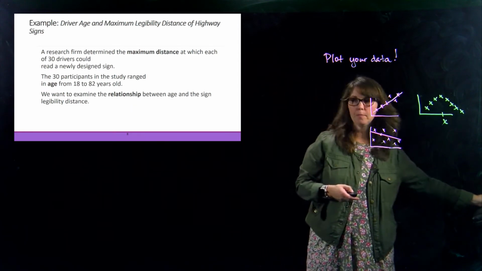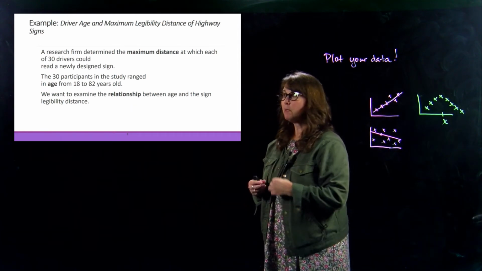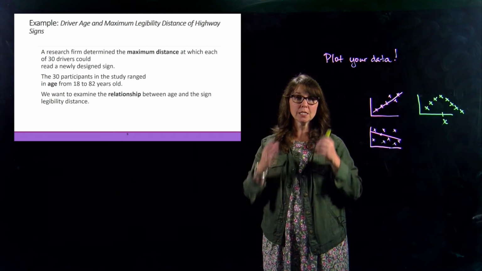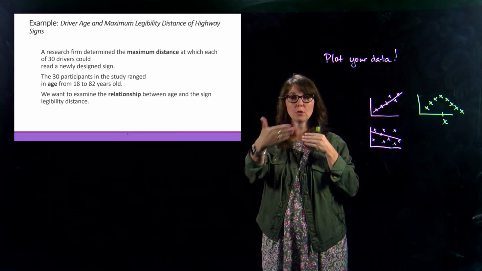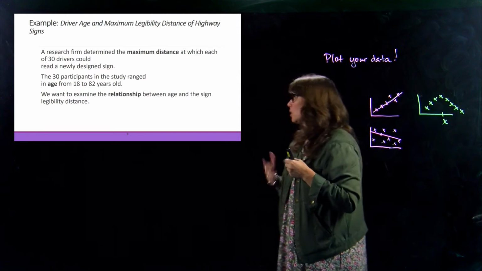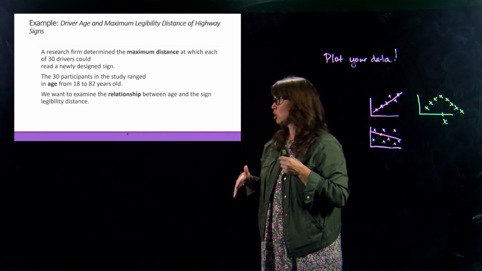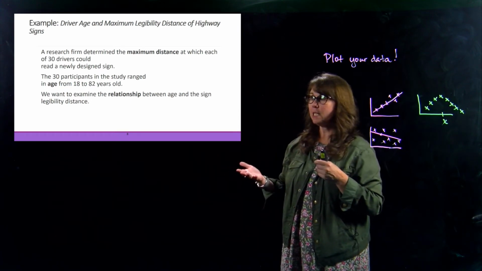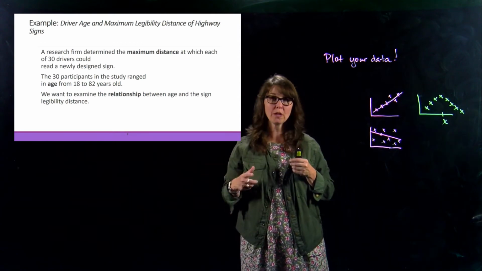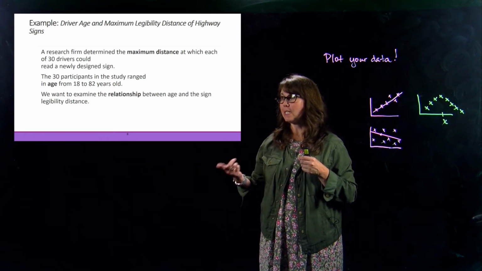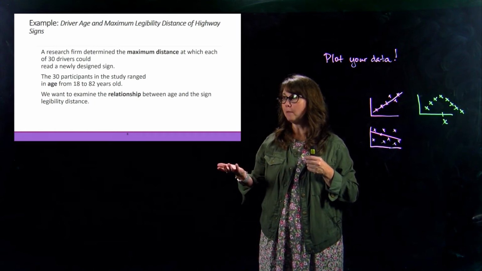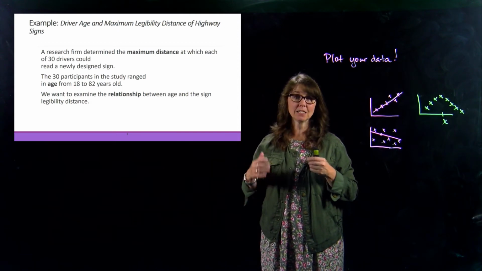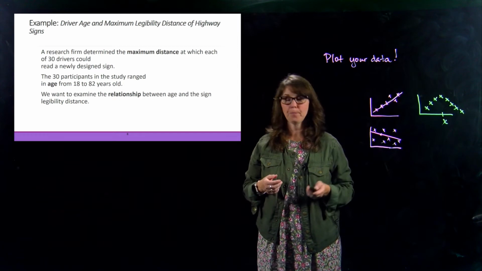Okay, so here's another example. Driver age and maximum legibility distance of highway signs. So as age increases, how far away are those signs before someone can actually read them? A research firm determined the maximum distance at which 30 drivers could read a newly designed sign, and the 30 participants in the study varied in age. So that's one of our variables, and it's quantitative, from 18 to 82 years old. We want to examine the relationship between age and that distance. So distance is one, age is the other.